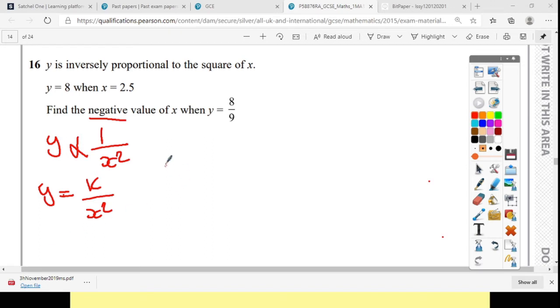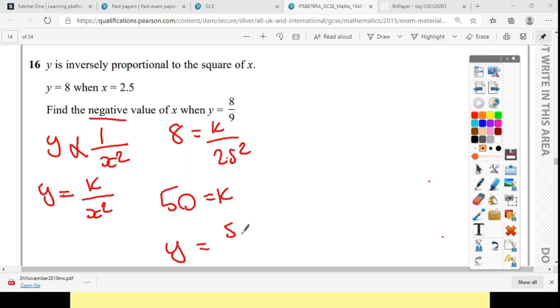Let's substitute the values in. Okay, so I know that 8 is a y, which equals k over 2.5 squared. To solve that, I'm going to times both sides by 2.5 squared, which means k is actually going to be 50. So my equation is actually y equals 50 over x squared. It's important to write that because that's going to be a mark.